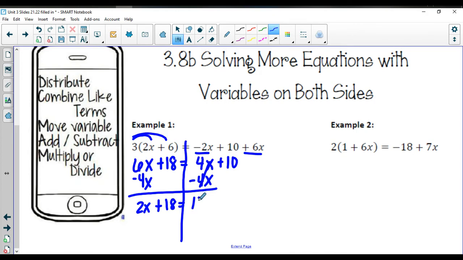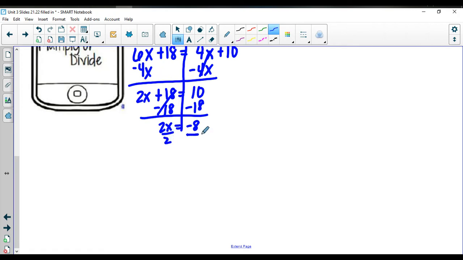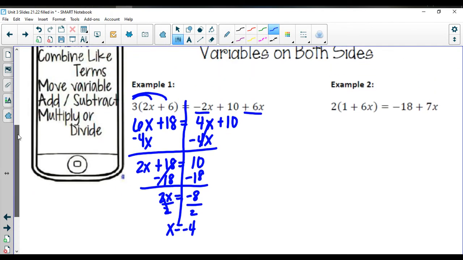6x minus 4x is 2x plus 18. The 4x's here cancel, leaving me with 10. I'm going to go ahead and subtract away that 18. So I have 2x is equal to a negative 8. Dividing through by 2 on both sides, I get that x is equal to a negative 4.